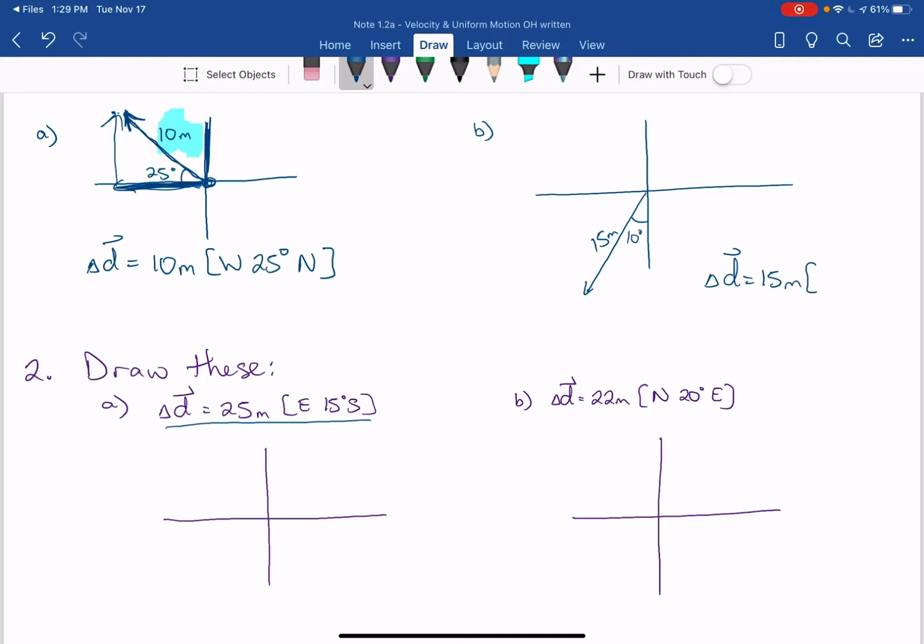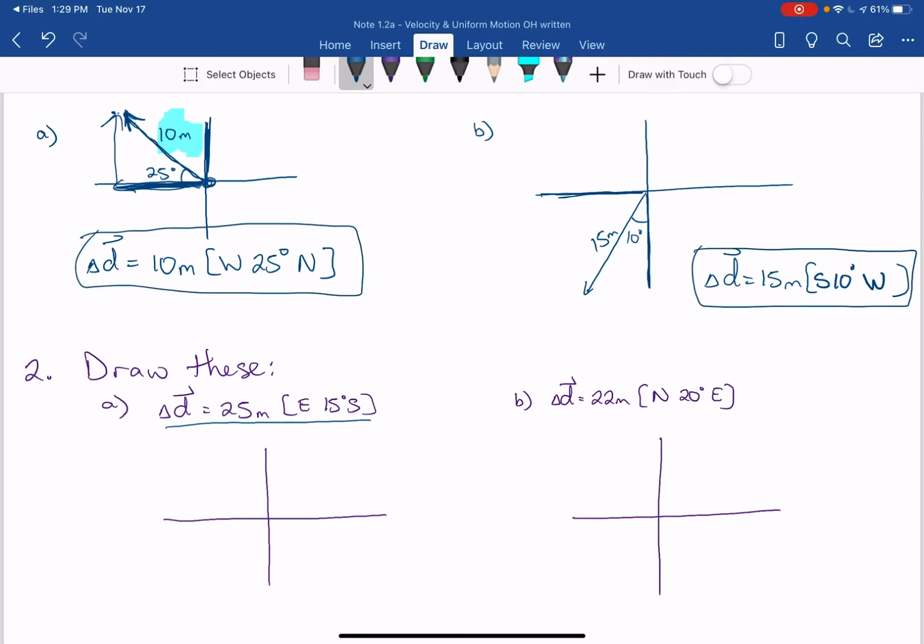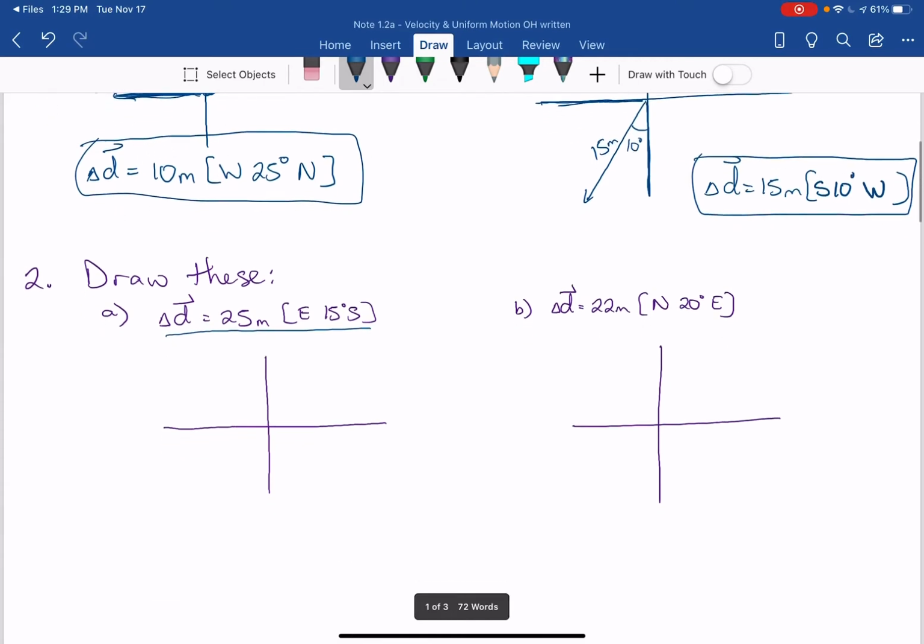And again, we just need to fill in this direction. So if you didn't already, pause the video now that you've seen A, see if you can get B. This 10 degrees touches south. So we're going to have south, then 10 degrees. And then the other direction that it's between is west. So south 10 degrees west. So there's that one. So those are the names of those two vectors.